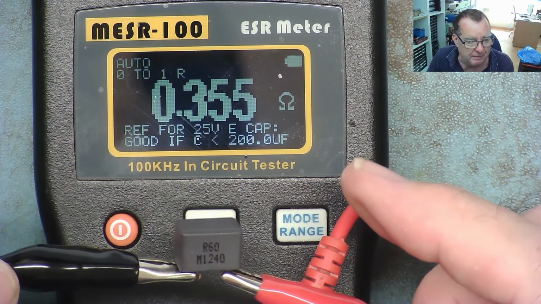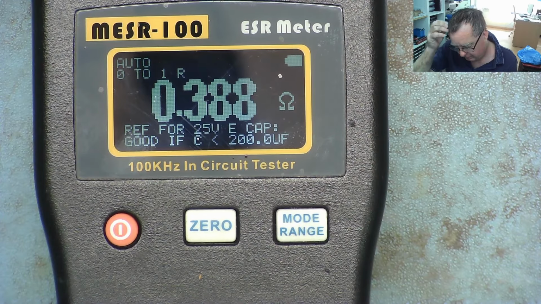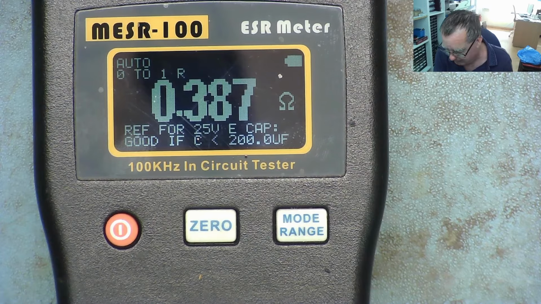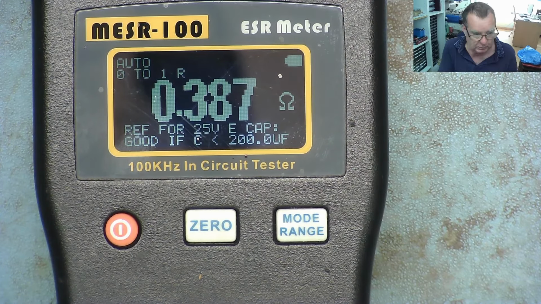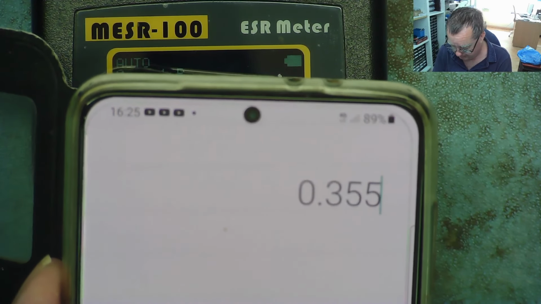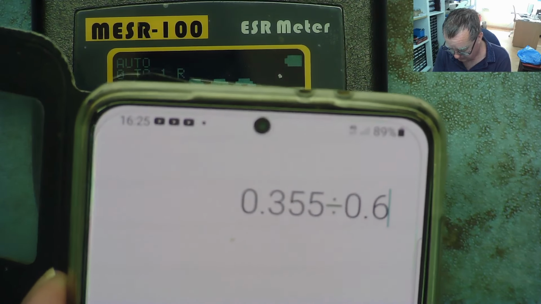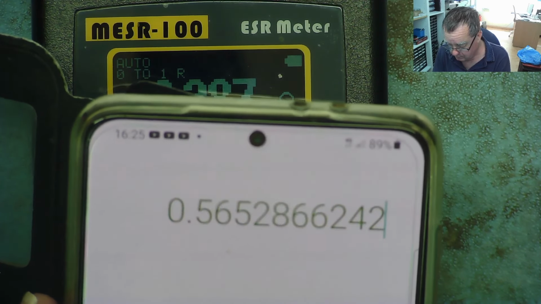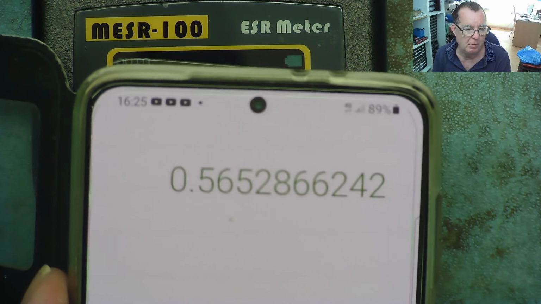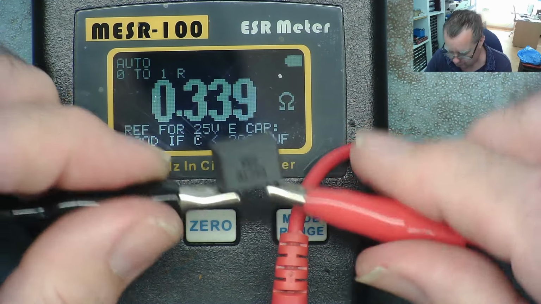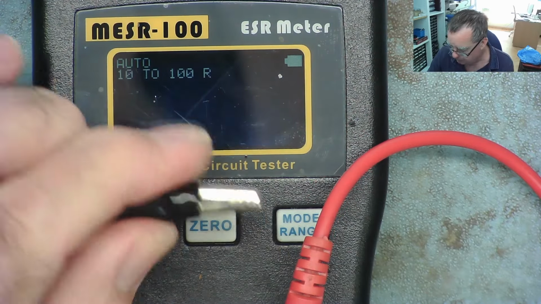And we've got 0.355. Now we have a formula, don't we? So 0.355 divided by 0.628. Let's see what it is. Well, it's 0.565 microhenries, and that says 0.6. So that's good enough, don't you think? Let's do one more.